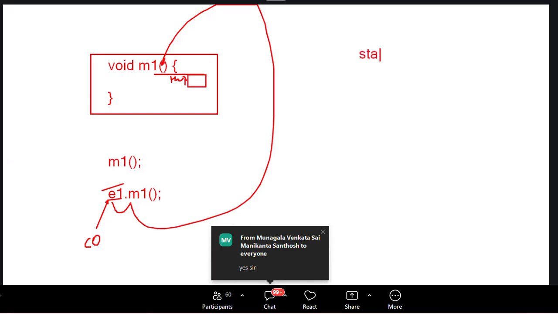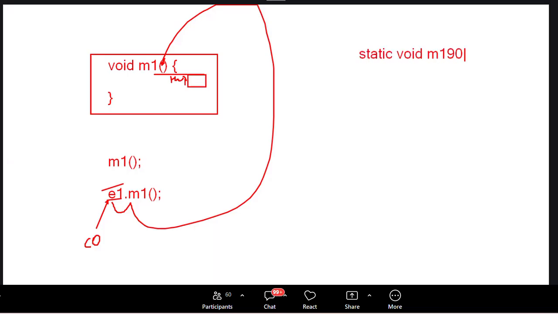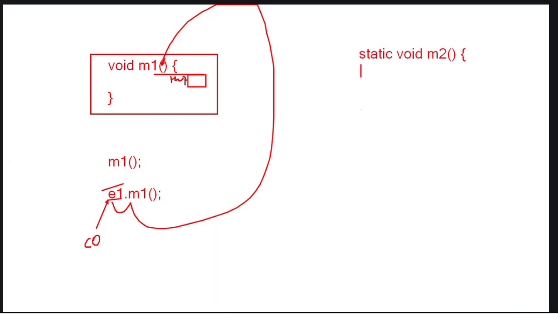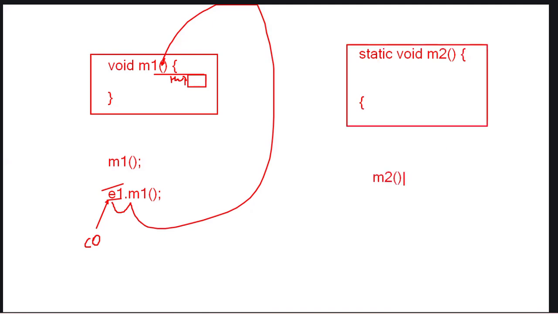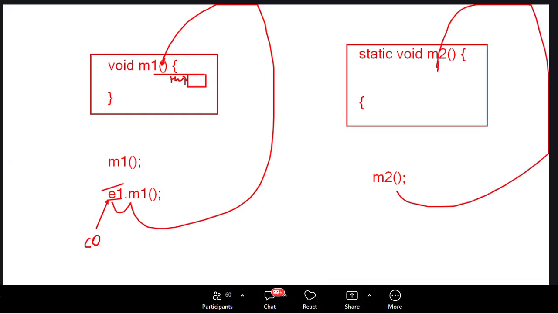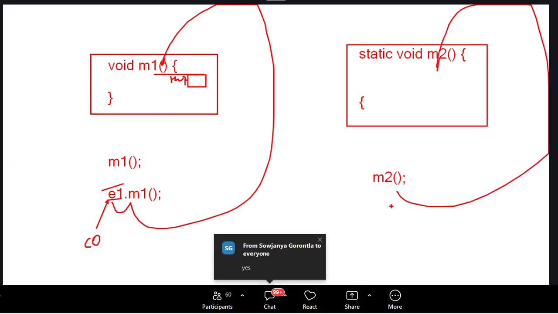Now, I am creating a static method. Static void M2 method. Tell me now, can I call M2 method directly without object reference or not? Yes. If we call M2 method, is there any argument passing? No. Either as a current object or as an argument, any object passing? No. Read my question. What is the question?